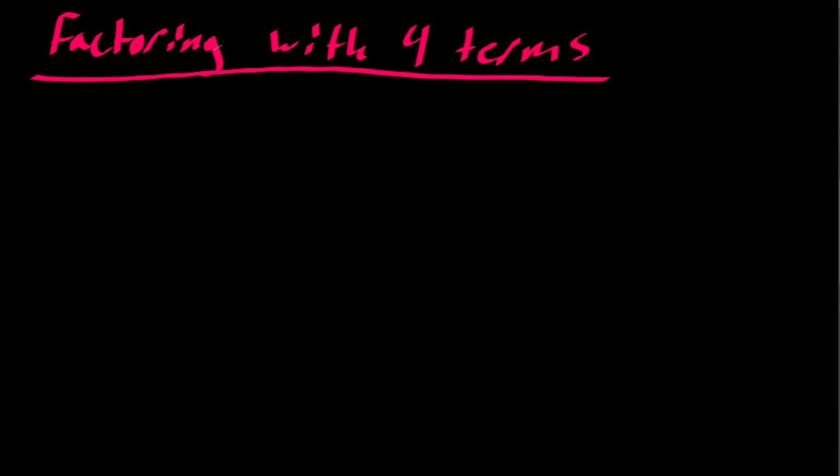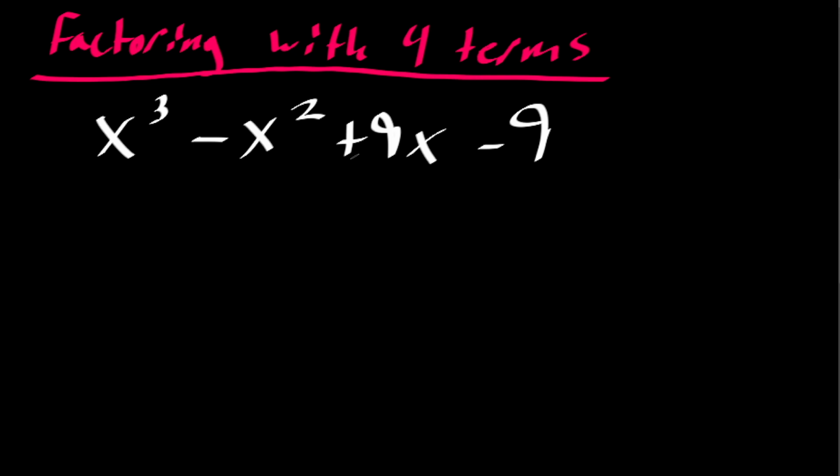So in this video, we're going to look at factoring with four terms. Essentially, we're going to be looking at factoring something that looks like this: x to the third minus x squared plus 9x minus 9. This is a little bit different than some of the factoring we've looked at in the past because, once again, there are four terms. So let's first establish a set of rules and then we'll go from there.